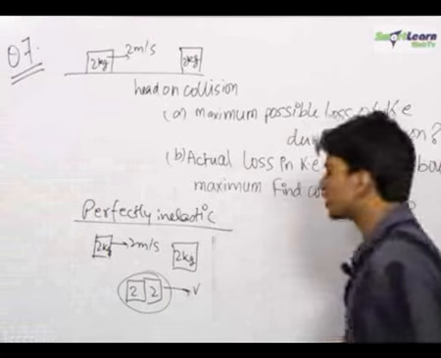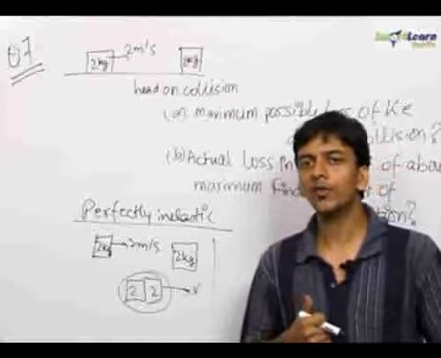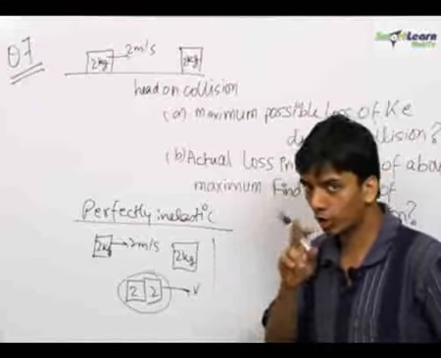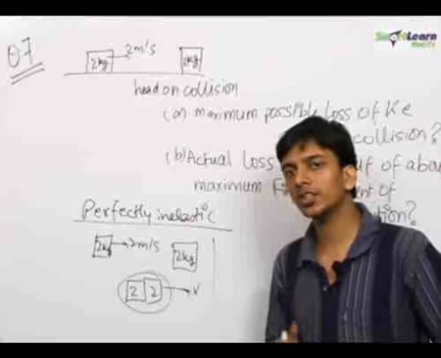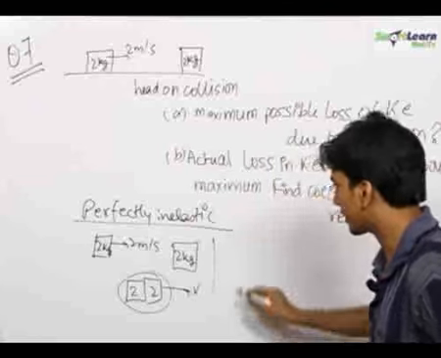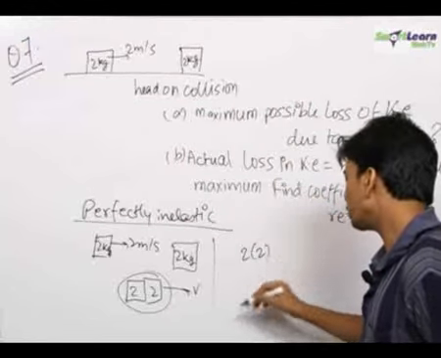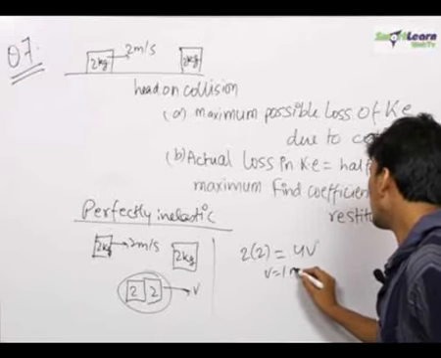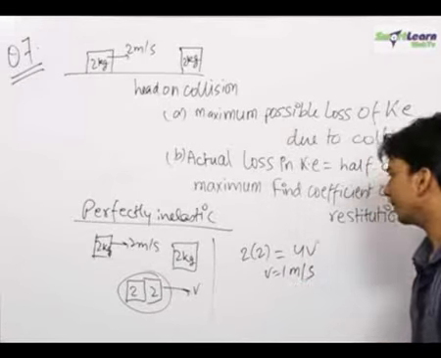Now in all types of collisions, we have one equation of momentum conservation. Because in this collision there was no external force present in the horizontal direction, we apply momentum conservation on the system in the horizontal direction. That gives us 2 into 2 is equal to 4v. Therefore we get v is equal to 1 meter per second.